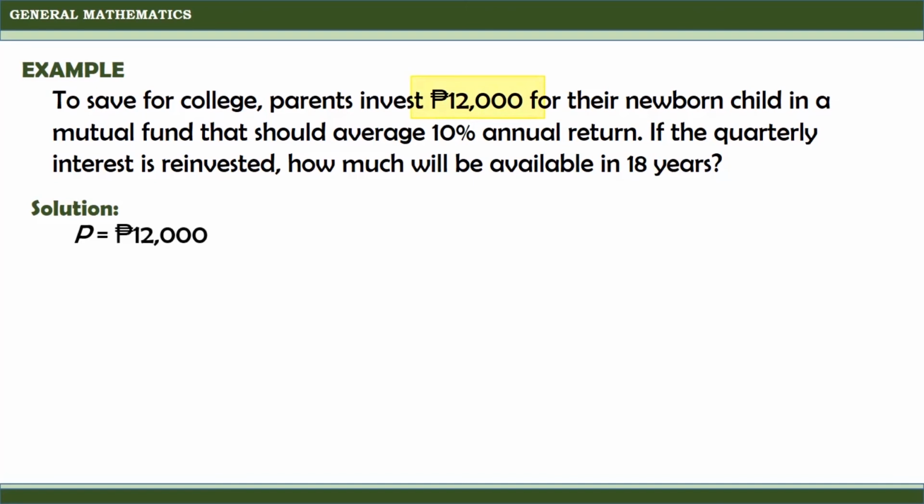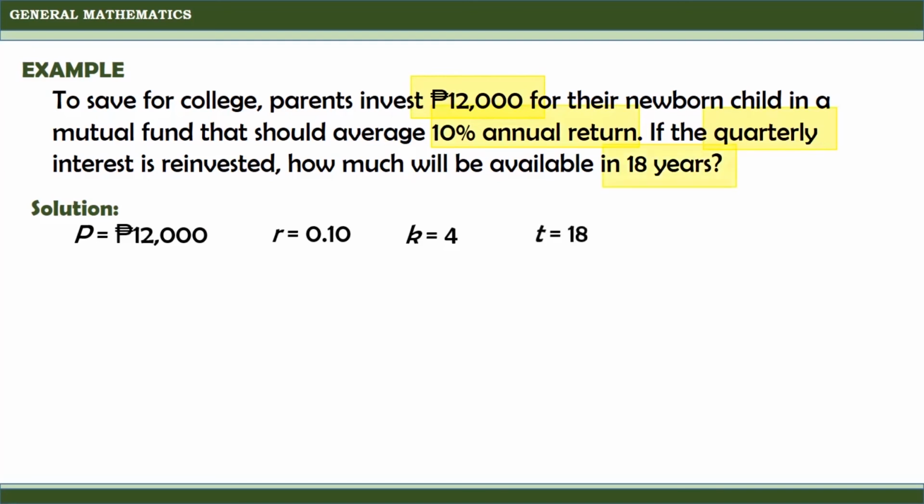Moreover, the annual return is given to be 10%. Therefore, R is equal to 0.10. Since the interest is being compounded on a quarterly basis, it follows that K is equal to 4 because in a year, there are 4 quarters. Moreover, since we were asked how much will be available in 18 years, it follows that T is equal to 18.